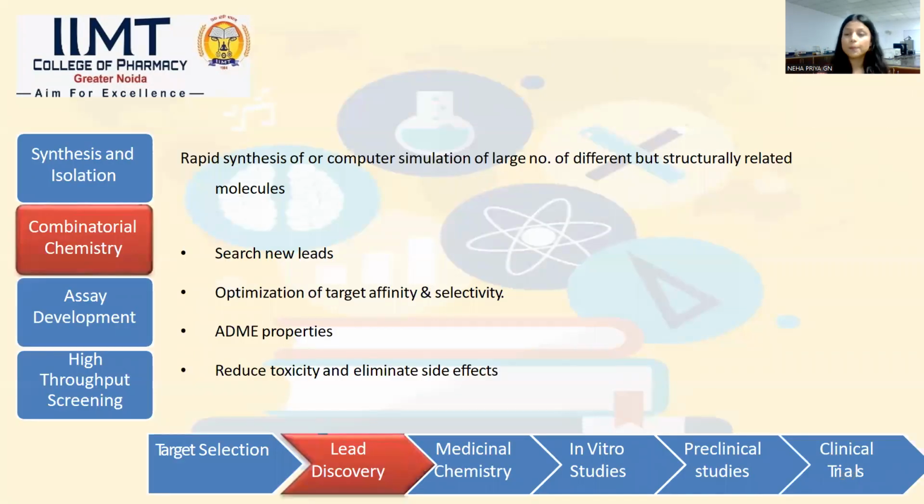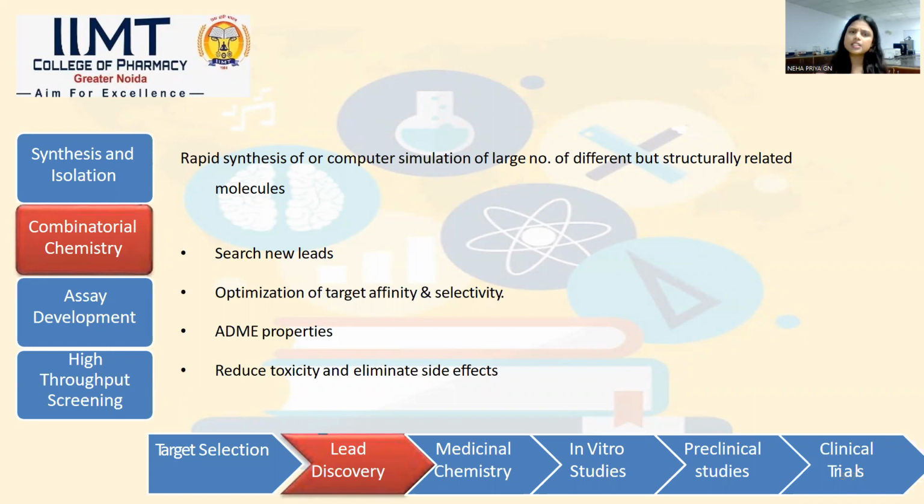Then the next point is combinatorial chemistry. Basically, in this we use computer simulation of a large number of different but structurally related molecules. For example, quercetin has an anti-cancer effect, but the bioavailability of quercetin is low. So what I can do is synthesize quercetin in a manner that its bioavailability gets increased. If I work in that manner, then the bioavailability of quercetin will be increased to a certain point.